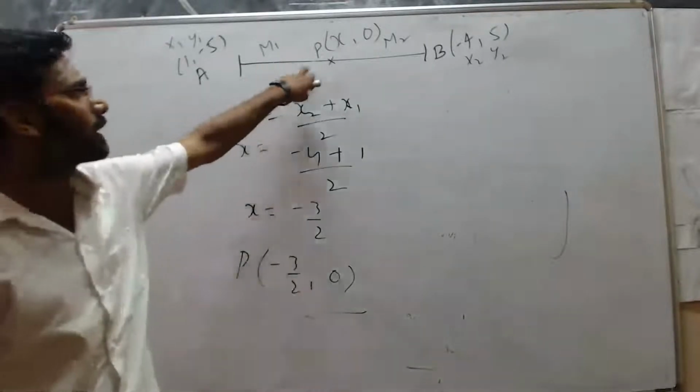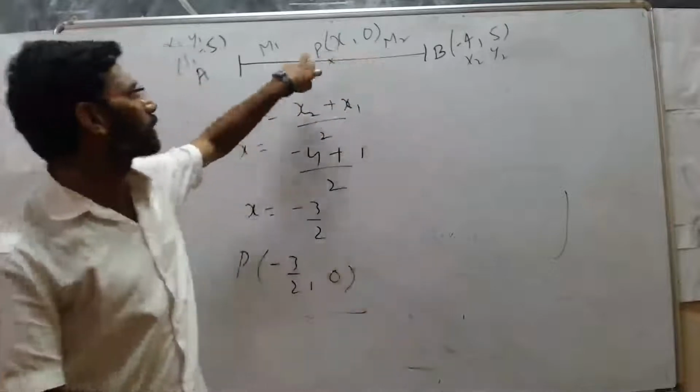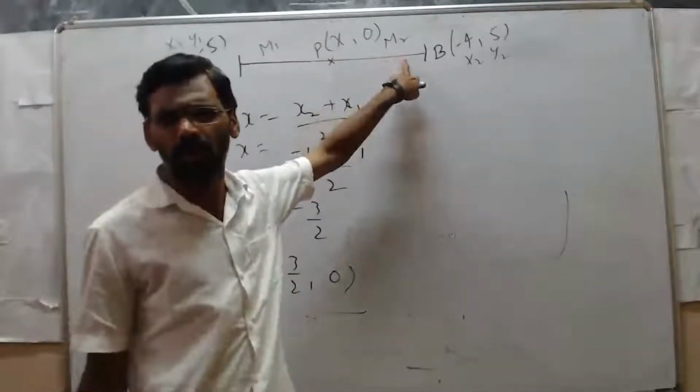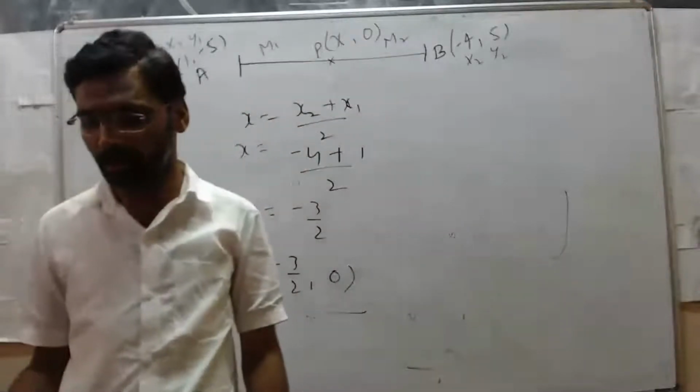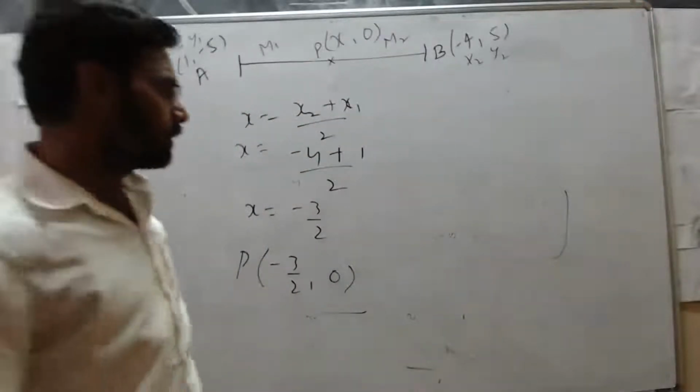The coordinates of P are x comma 0, m1 raised to m2. Therefore the ratio m1 to m2 means 1 raised to 1. 1 raised to 1 means it is midpoint. Then x value is minus 3 by 2.